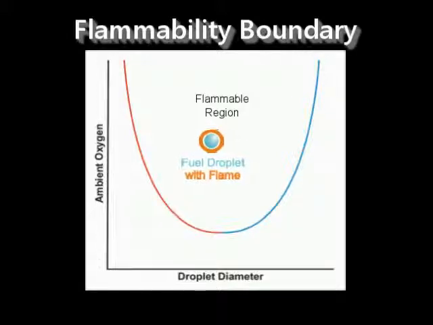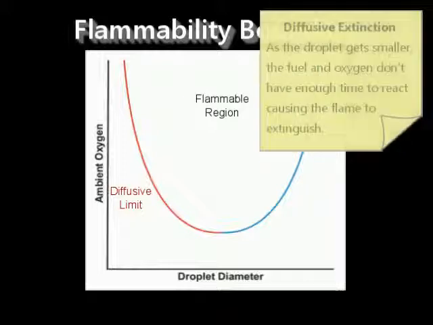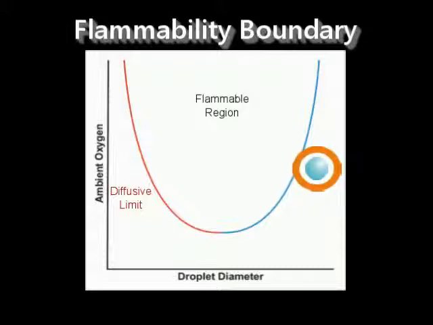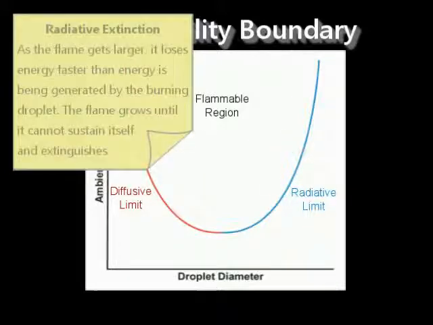Fuel droplets that start inside the boundary will burn steadily, get smaller, and eventually reach the red side, where they either diffusively extinguish or burn to completion and disappear. Diffusive extinction occurs because, as the droplet gets smaller, the fuel and oxygen don't have enough time to react, causing the flame to extinguish. Fuel droplets that start outside the blue boundary will ignite but not burn steadily. The flame will get larger, and then the burning droplet will radiatively extinguish. Radiative extinction occurs because, as the flame gets larger, it loses energy faster than energy is being generated by the burning droplet. The flame grows until it cannot sustain itself and extinguishes.